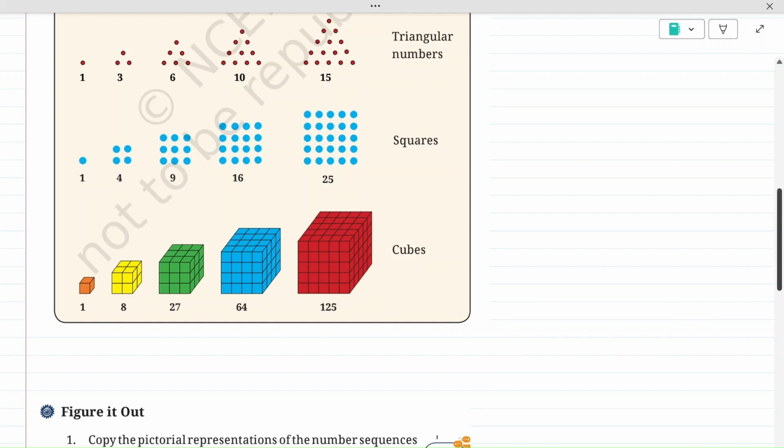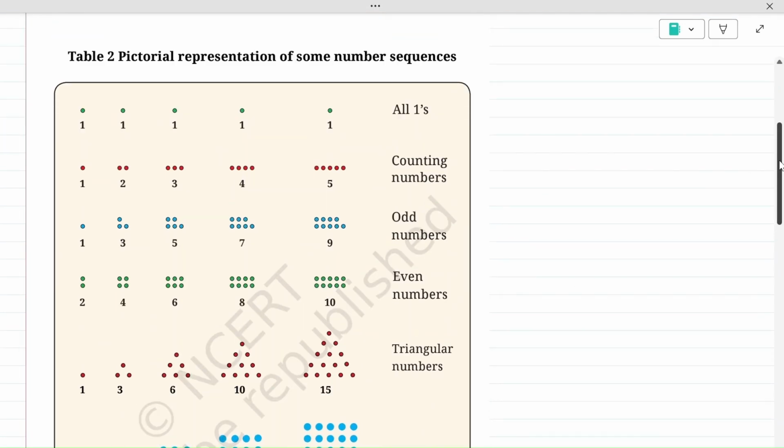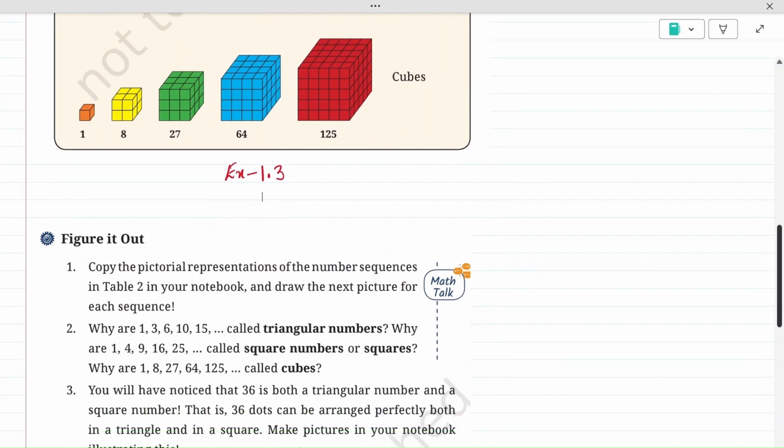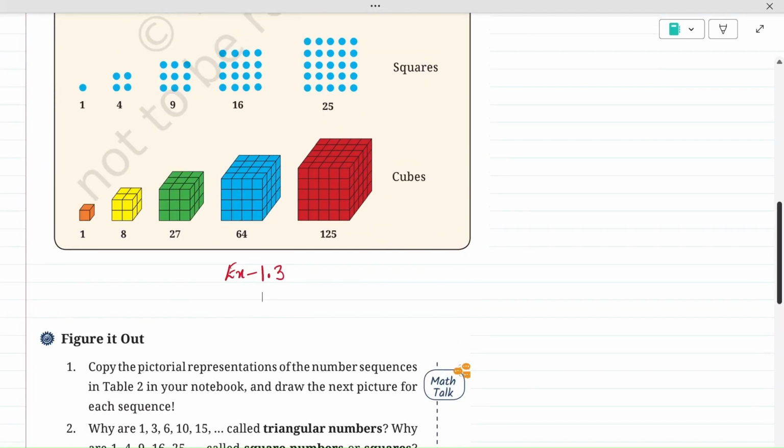Now this is exercise 1.3, which is based upon these representations of the number sequences which we have just done. So let us come to the exercise. The first question is: copy the pictorial representation of the number sequences in Table 2, which is the above table, and draw the next picture for each sequence. So as a part of this question, we have to draw the next picture of each sequence here.